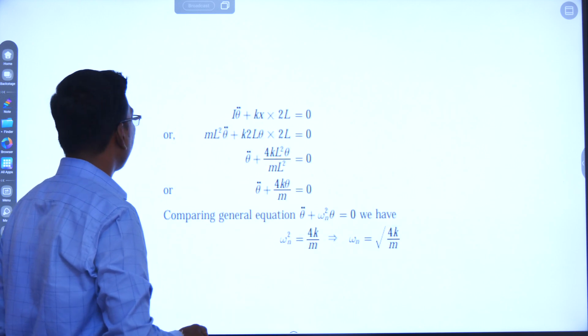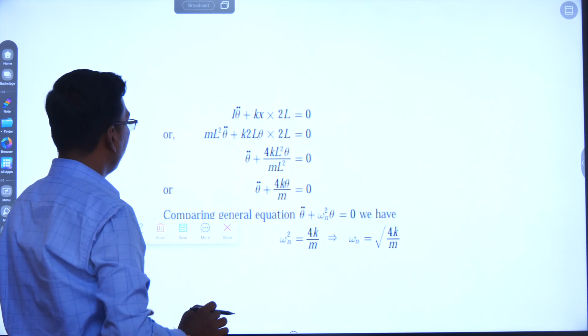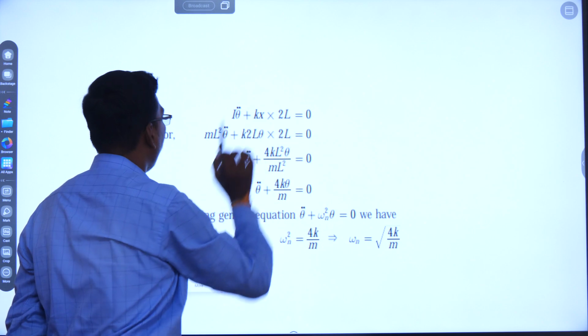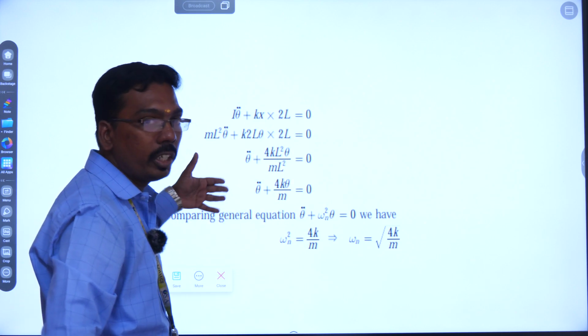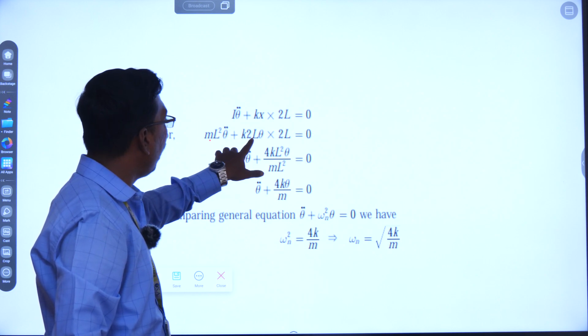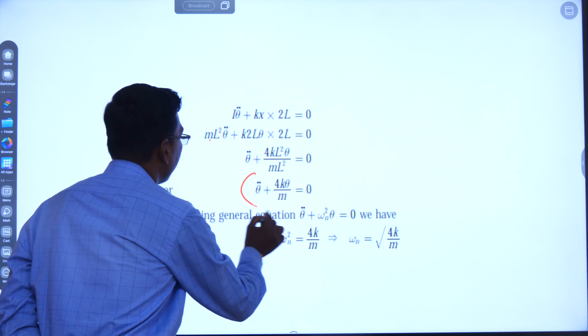Then finally, this is the equation: I theta double dot plus kx into 2L equal to 0, or otherwise, m into L square theta double dot plus k 2L theta into 2L. Then finally we have to take the equation like that.